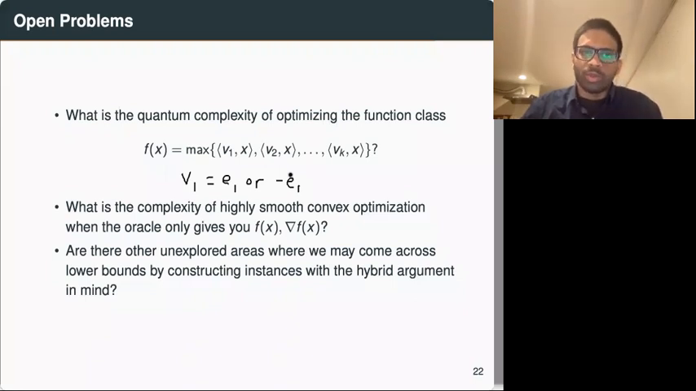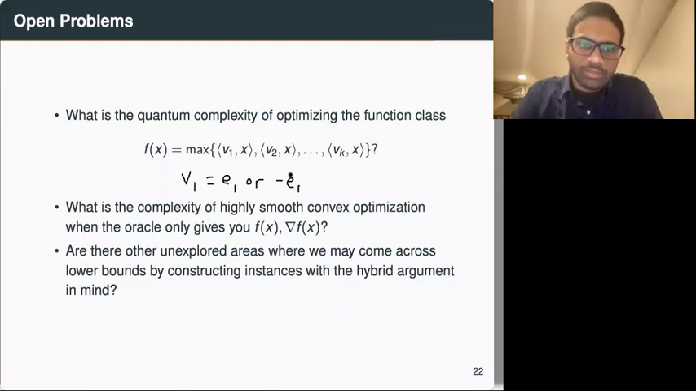So one open problem could be, are there general classes of convex optimization problems, with some reasonable restriction you can put on what your convex optimization problem looks like, such that there is a speedup for quantum algorithms? I guess those were my problems.